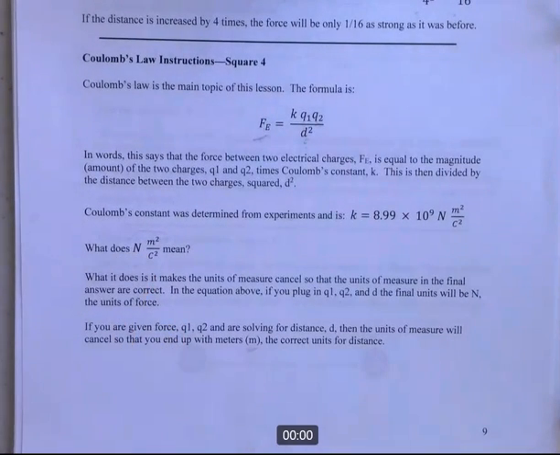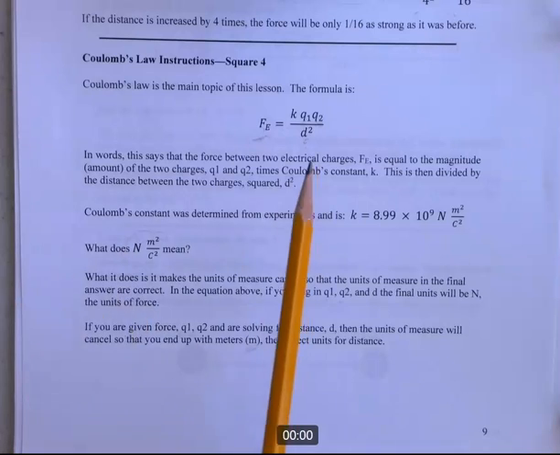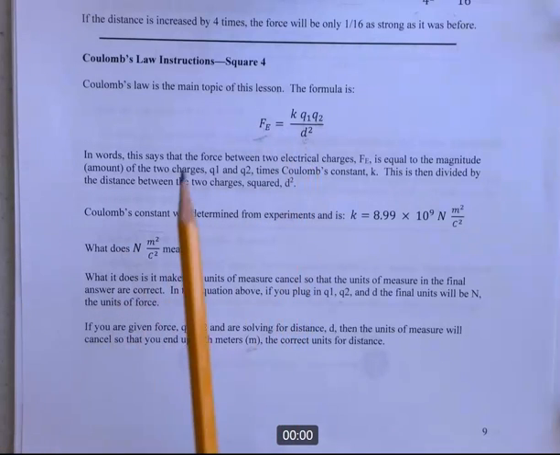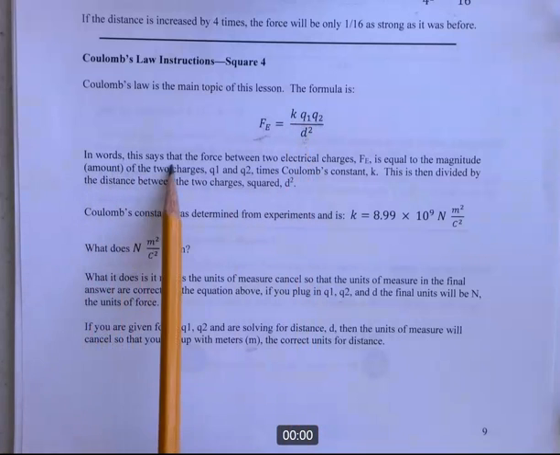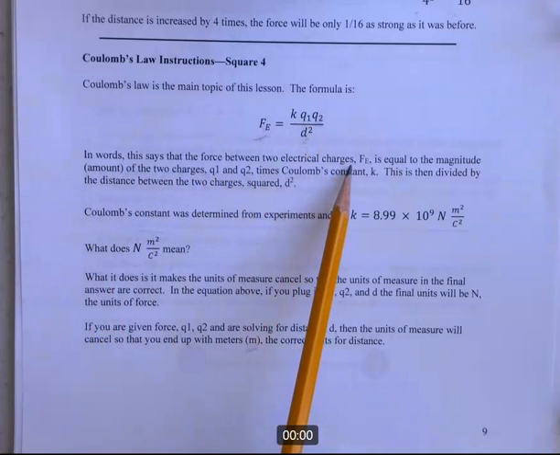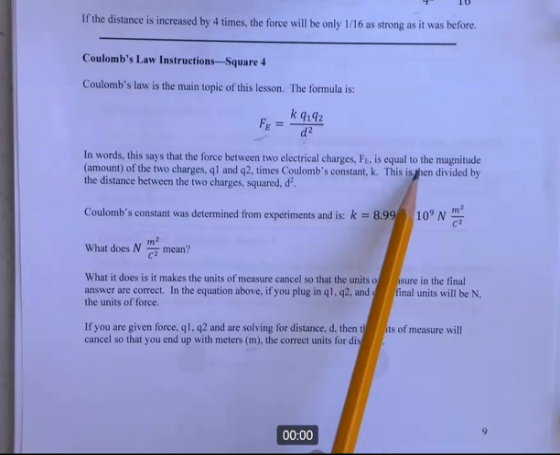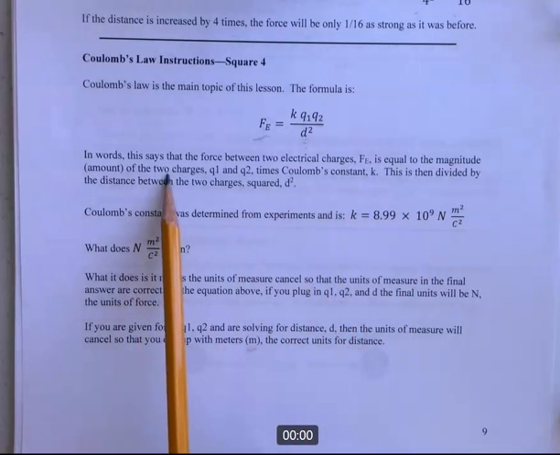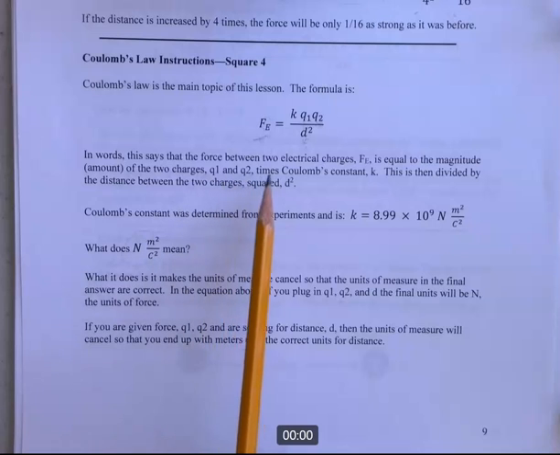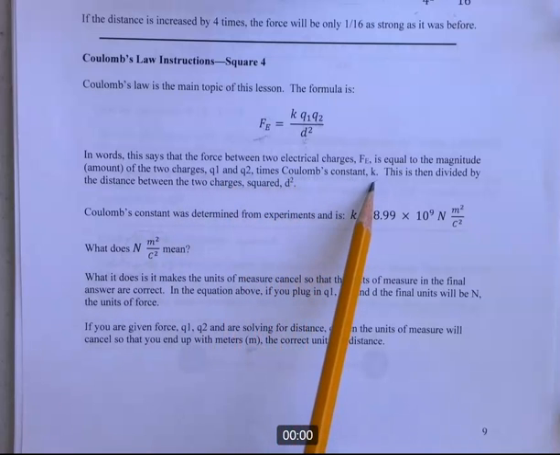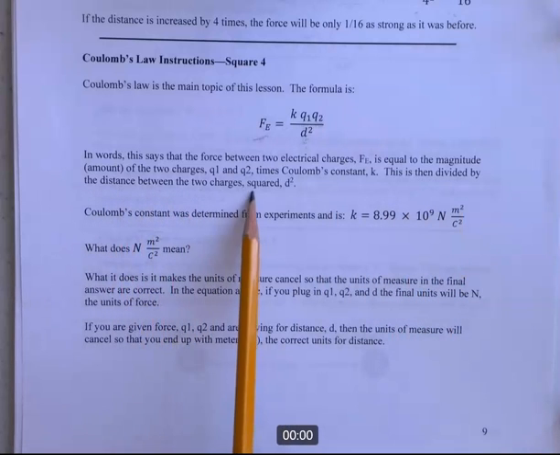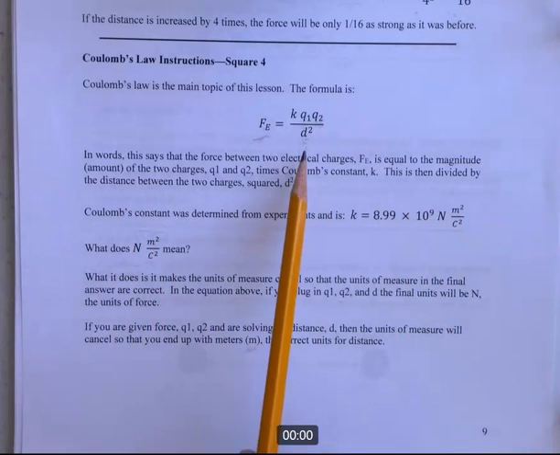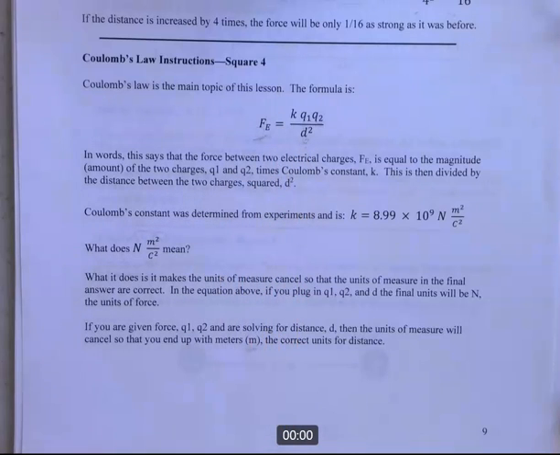All right. We move on to square 4. Coulomb's Law is the main topic of this lesson, and this is Coulomb's Law. Let's just read this. In words, it says that the force between two electrical charges, Fe, the electrical force, is equal to the magnitude, that's the amount, of the two charges, Q1 and Q2, times Coulomb's constant K. This is then divided by the distance between the two charges, which is d squared. So there's that inverse square relationship, and that's why they wanted you to understand that.